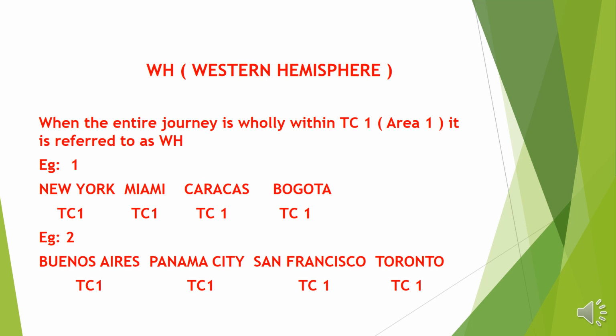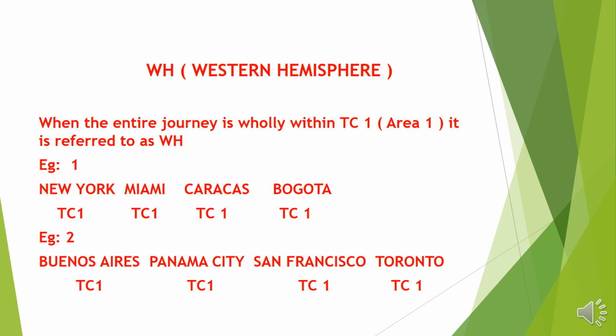Coming to the very first global indicator, which is quite simple, it's called Western Hemisphere. When a passenger's journey is wholly within TC1, that is Area 1, it is referred to as Western Hemisphere. It is important for students to note that it is ideal to learn the list of countries in North America, South America, and the Caribbean islands, failing which you will not be able to identify the global indicators.